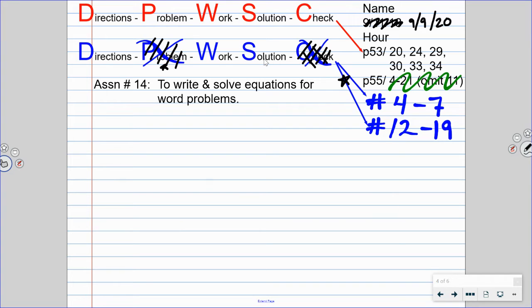So I'm going to remind you of this before you leave this video. DPWSC, directions, problem, work, solution, check, just like normal on page 53. But when you get to page 55, numbers 4 to 7 and 12 to 19, do not write the problem down. Do not write the checking down. Just do the directions and then the work and solution for each problem. All right, go ahead and hit pause, title your paper, and come on back when you're ready.